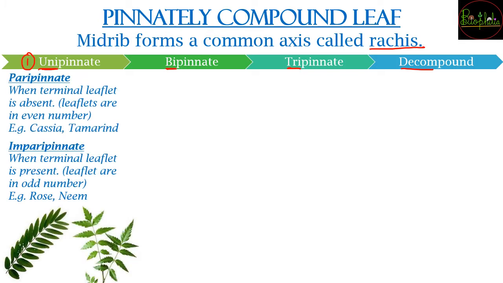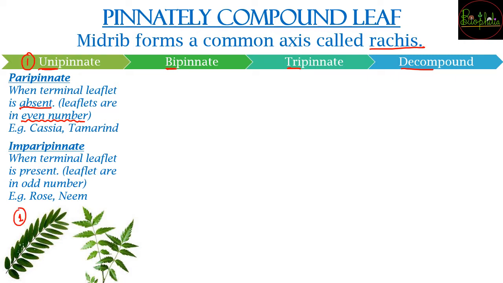Unipinnate also has two classifications, that is paripinnate and imparipinnate. In paripinnate, when the terminal leaflet is absent, you call it a paripinnate compound leaf. Absent terminal leaflet means these are going to have an even number of leaflets in the compound leaf. So the leaflets will be even in number. For example, if you want to understand it much better, then see the first particular leaf photograph.